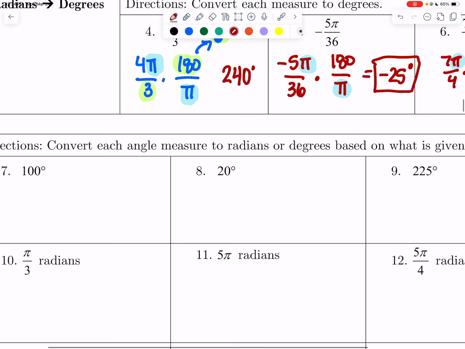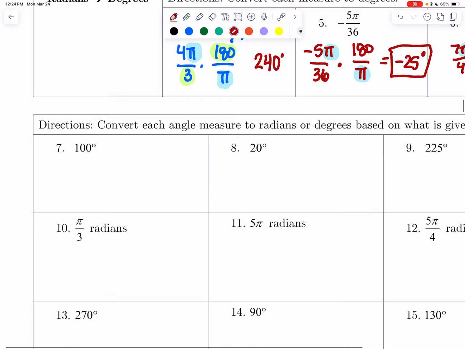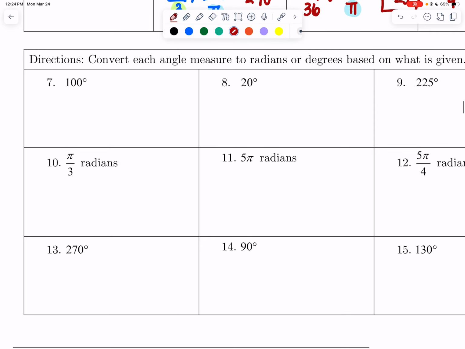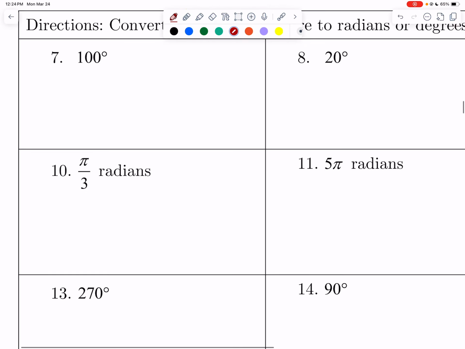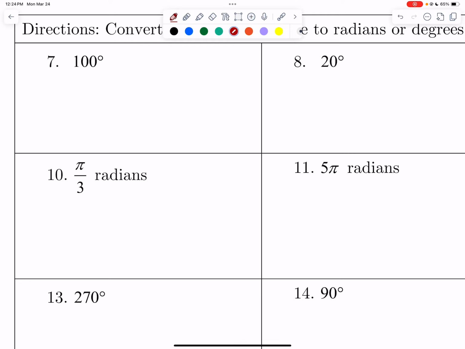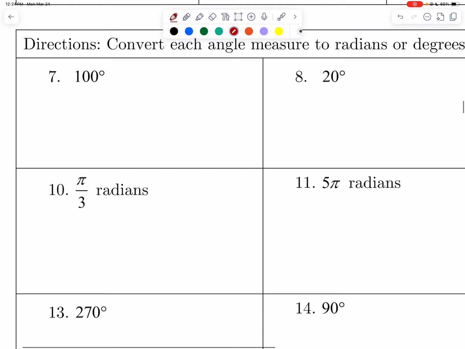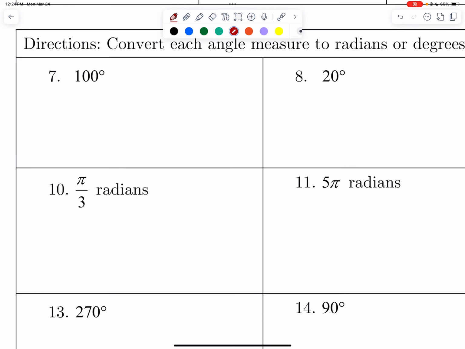All right, so let's look at number 7 and then number 10, and then we'll see where that takes us. So try 7 on your own, and then play once you're done.